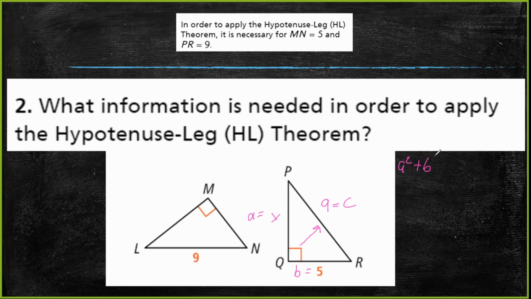A squared plus B squared equals C squared. And I know C is 9, so I'm going to have 9 squared. And this is going to be equal to, substitute in for A, I get X squared plus 5 squared. And this is going to give me 81 is equal to 25 and X squared plus 25. Subtract 25 from both sides. And this is going to give me, what would be 60 there, so 56. And I know 56 is not a perfect square.